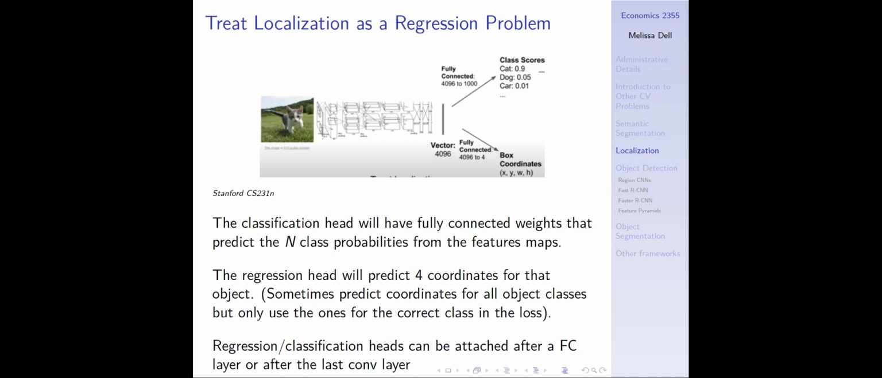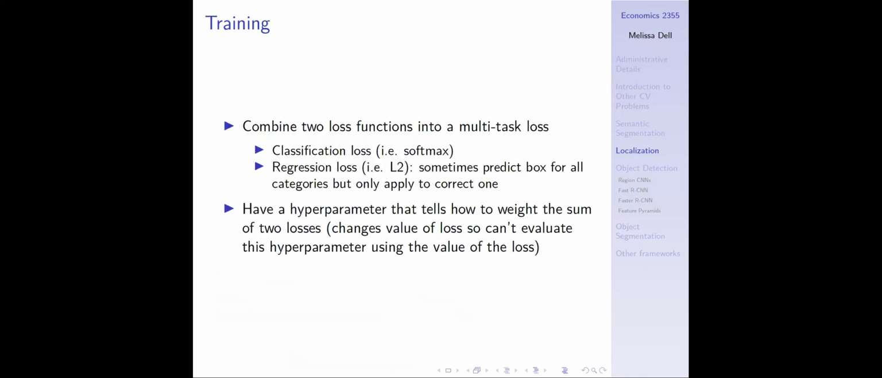And the regression and classification heads, you could attach them after a fully connected layer, or you could just attach them after the last convolutional layer. And that's going to depend on what backbone you use. So with VGG, you might have one of the fully connected layers. With ResNet, you're going to just attach it after the last convolutional layer. And you're just going to stack these 2 heads on top of your CNN backbone, which is also called your feature extractor. It extracts the meaningful features from your image.